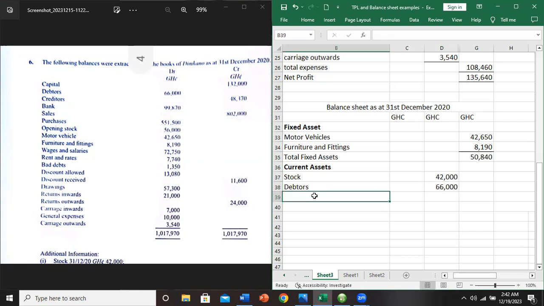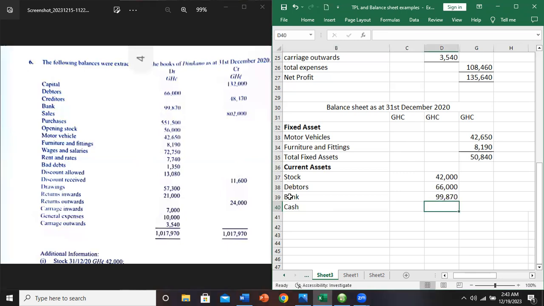After debtors, you look out for prepaid expense and accrued income. My dear students, those things normally appear in the additional information, what we refer to as the adjustment, and we are yet to go there. So in this question, you will not see any prepaid expenses here. So the next thing will be the bank. Let's check if we have bank. Yes, we have bank at the debit side. So bank, which is 99,870. And finally, the cash.